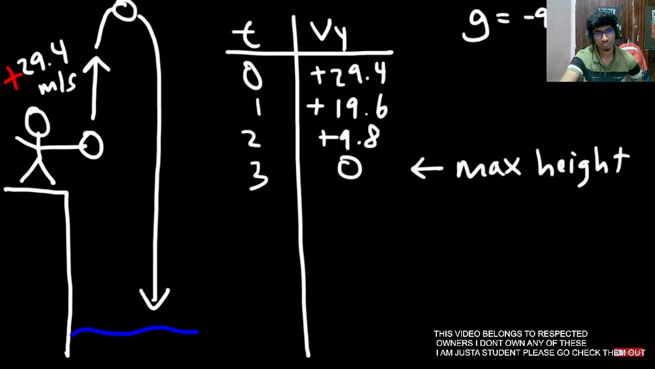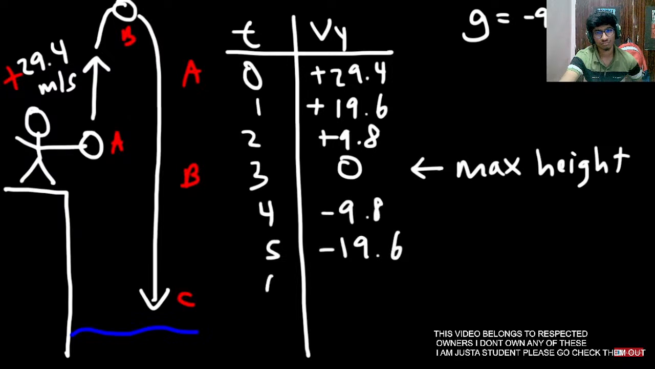So let's call this position A, position B, and position C. When t is 0, it's at position A. When t is 3, it's at position B. 4 seconds later, it's going to be negative 9.8. 5 seconds later, negative 19.6. 6 seconds later, negative 29.4, and so forth. And so once it gets to position B, once it passes that position, the velocity will be negative because it's now going in the downward direction, or in the negative y direction.